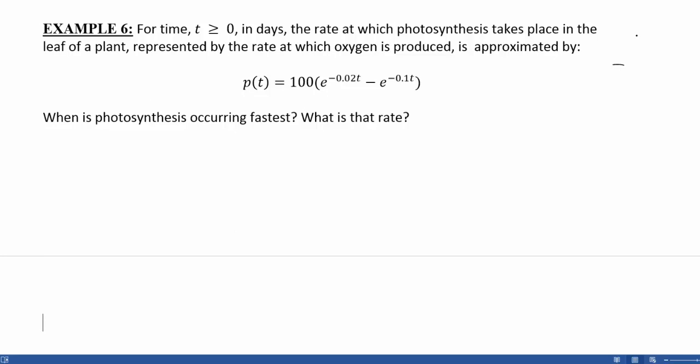So since this function represents the rate at which photosynthesis is occurring, if we're looking for the fastest rate, we're looking for the maximum of this function. So not only are we looking for the maximum in terms of the global maximum, so the actual rate that's the largest, but also when it's happening. So we need both the independent and dependent value once we've found our maximum. So here, again, we're going to start by finding our first derivative to identify any critical points.